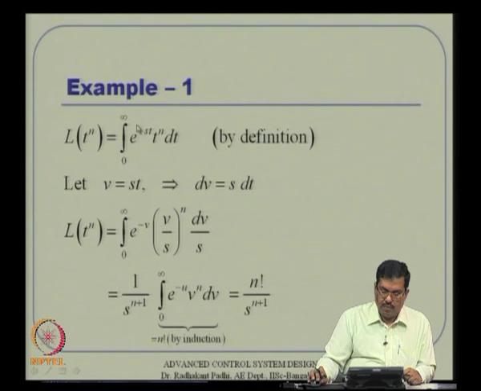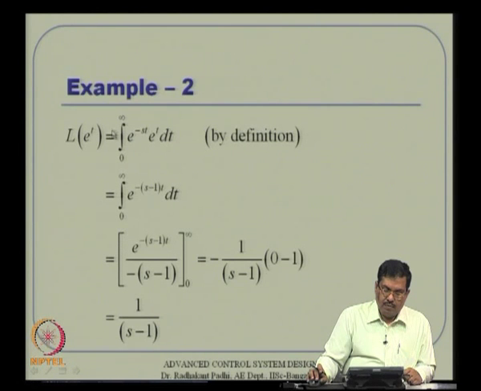Then e to the power minus st becomes e to the power minus v, and t becomes v by s, like that. Then 1 over s to the power n, and there is one more factor, so s to the power n plus 1 will come out here. The particular integral that remains can be shown to be n factorial by induction. So, then it essentially turns out to be n factorial by s to the power n plus 1.